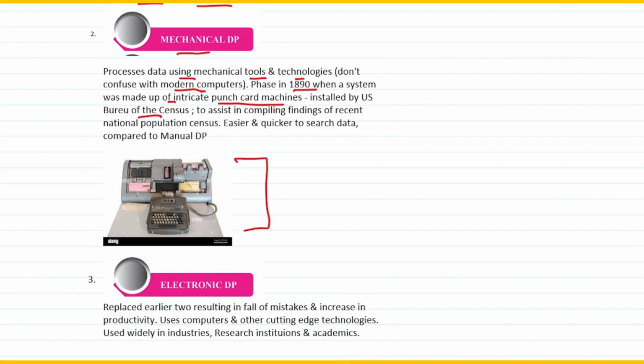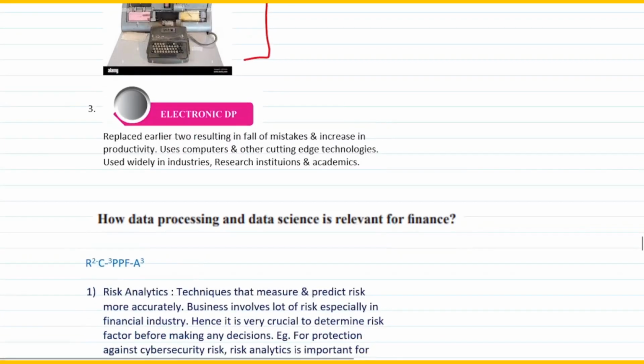The purpose was to assist in compiling findings of the national population census. So at that point in time, in 1890, when a population census was taken, this tool was used, which was called the intricate punch card machine. So this is an example of mechanical DP. The use of mechanical DP is that it was easier and quicker to search data compared to manual DP. Because it was mechanical, it was relatively better compared to the manual one. Finally, as the generation progressed, we reached a stage of electronic DP.